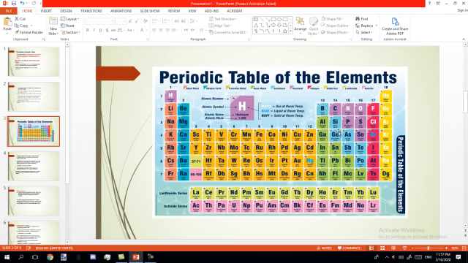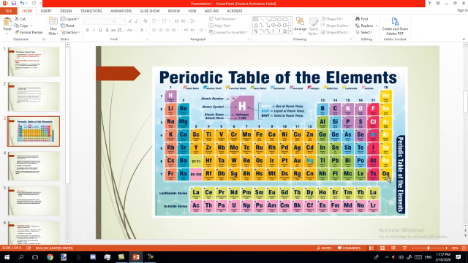And these in pale blue, these 6 elements, or 7 actually, are the metalloids or semi-metals. They can behave as metals or non-metals.